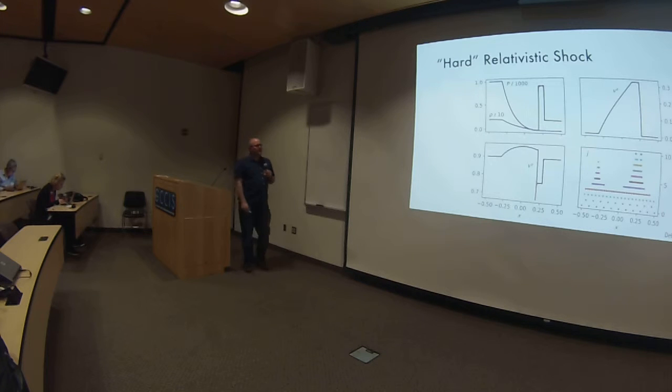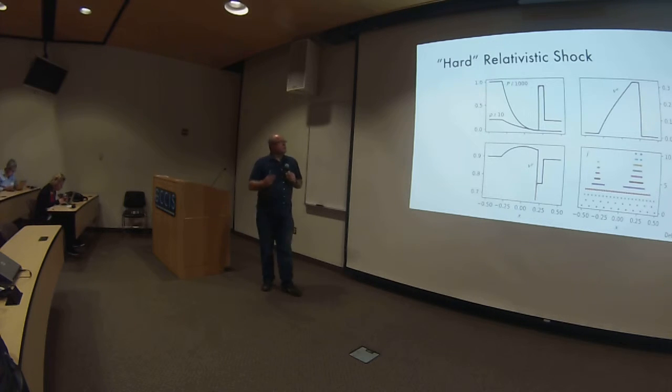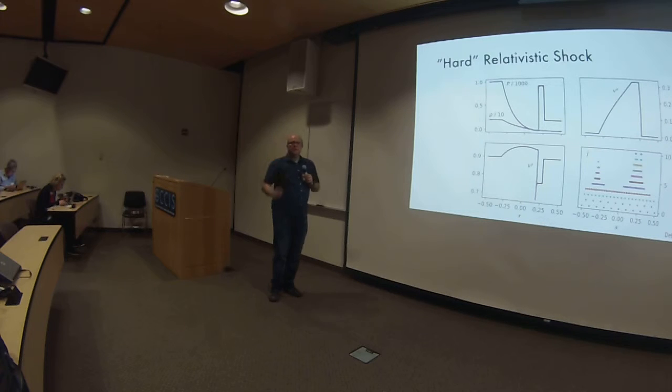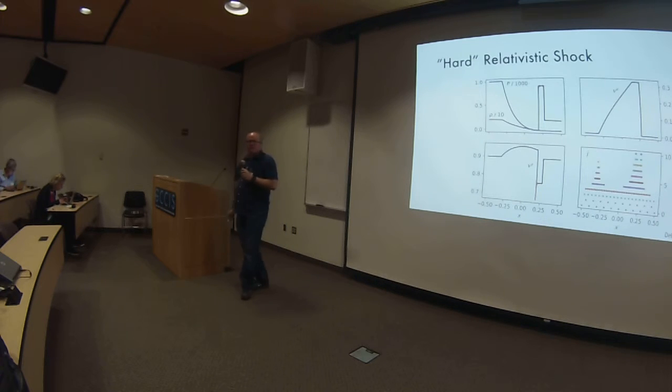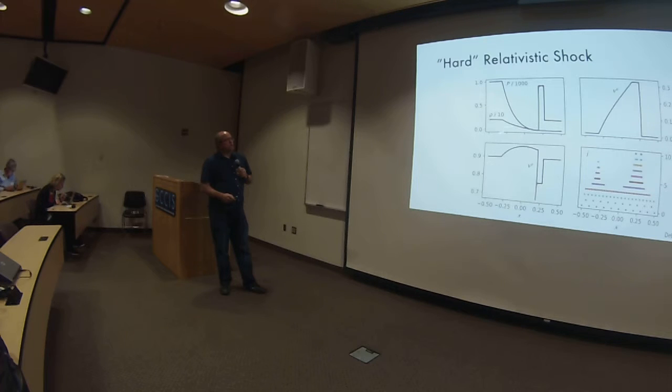It might make a little more sense when we look at an example of a standard test problem for a relativistic fluid code. It's called a hard relativistic shock. It's basically a shock that has a very high transverse speed across the initial discontinuity. You evolve this for a little bit, and you see the standard pictures of the shock tube solution for the pressure, the density, and the velocity components.